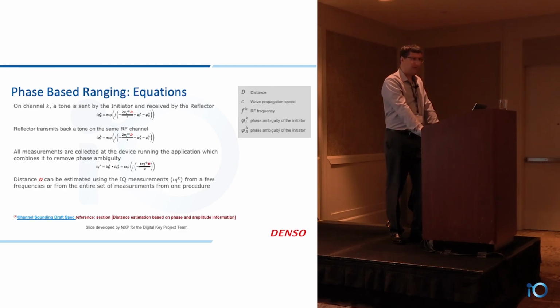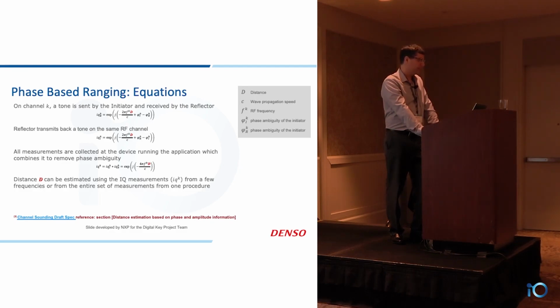And the important thing to note here is that the 2 pi f d factor is still in the equation and is exactly the same as the first equation. But the position of the phi of I and phi of r have reversed. And that is saying by doing a two-way tone exchange, the error state or the ambiguity state, the differences between the initiator and the reflector's PLL cancel out. That error term disappears because they're equal and opposite in magnitude.